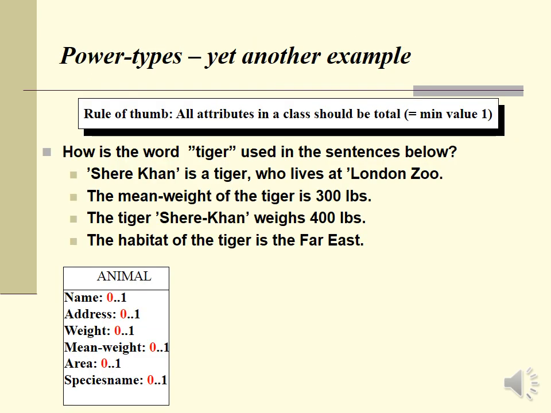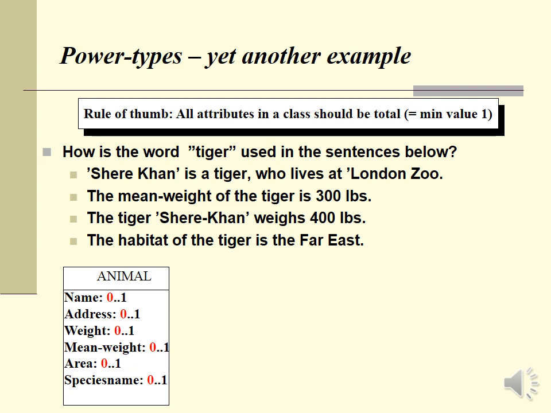So, another example of a power type. And remember that the rule of thumb is that all attributes in a class should be total, that is, the minimum value should be 1. And we can accomplish this either by using ISA hierarchies or, as we are going to do now, use power type hierarchies. So, a motivating example then.